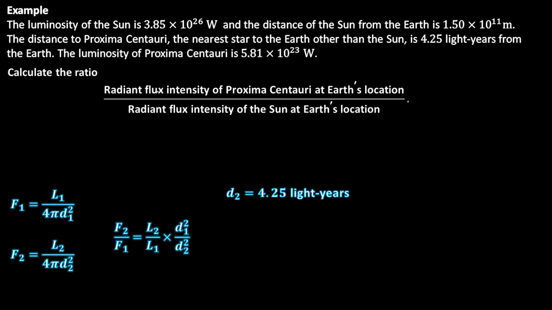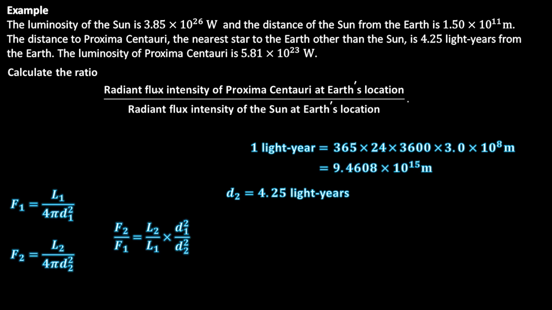1 light year is the distance covered by light in 1 year. This can be calculated as 1 light year = 365 × 24 × 3600, which is the time of 1 year in seconds, times 3.0 × 10^8, which is the speed of light in meter per second. So we are going to have a distance in meter, and this is equal to 9.4608 × 10^15 meter.